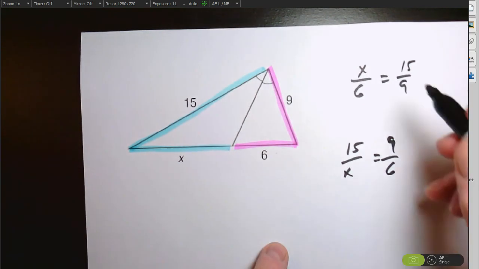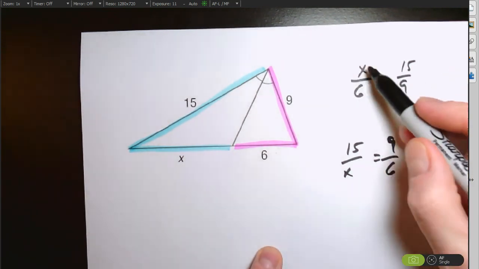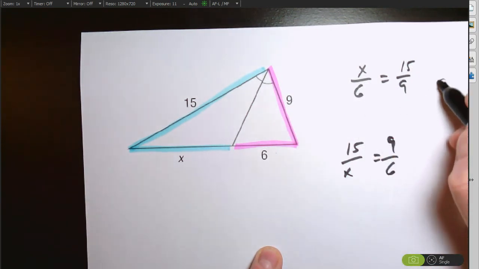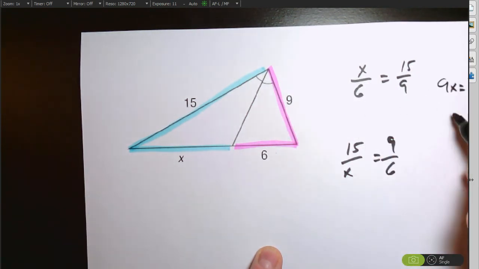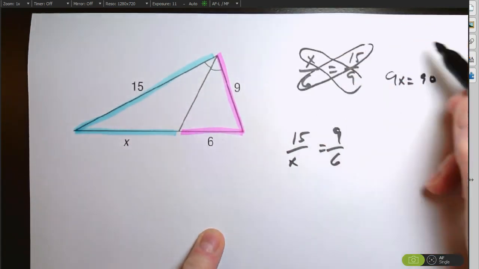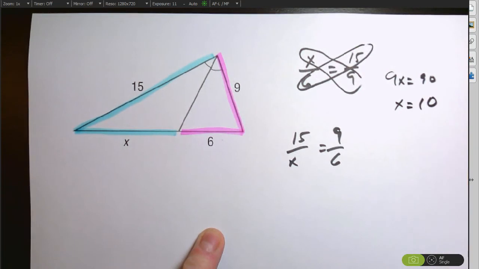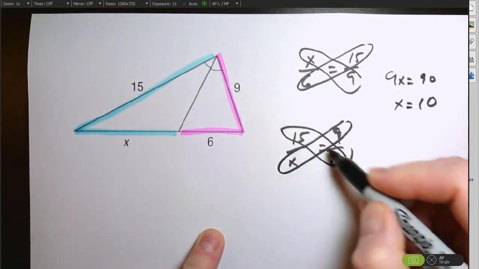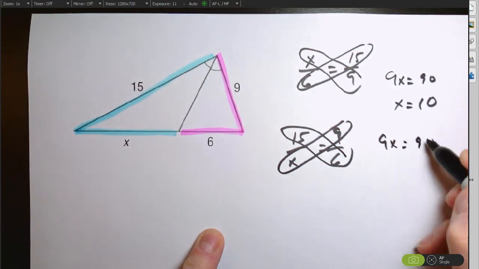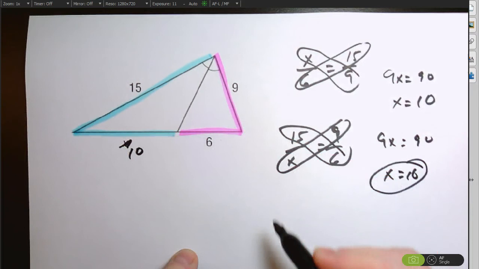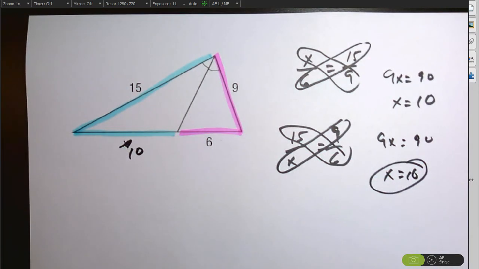Doesn't matter either way. When you cross multiply, you get 9x equals 90. Divide by 9, x is 10. Same thing here. 9x equals 90. X equals 10. Doesn't matter either way, still works out.